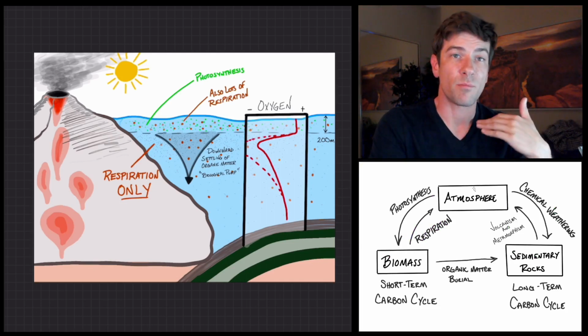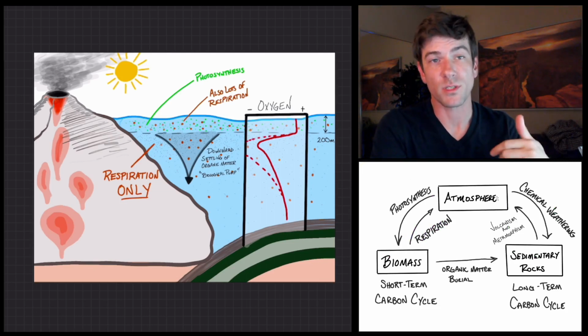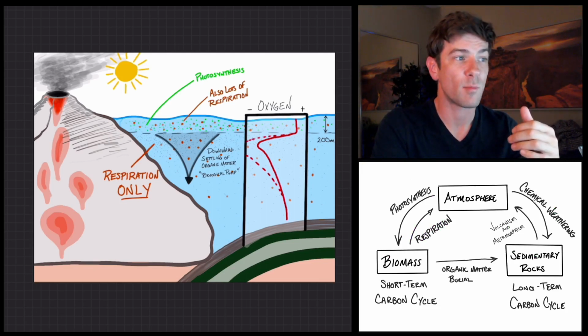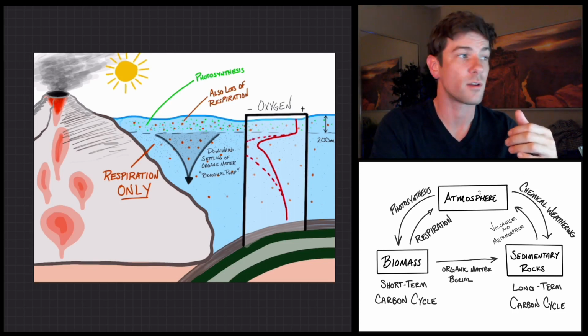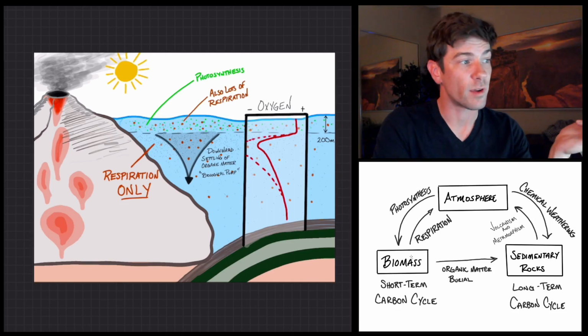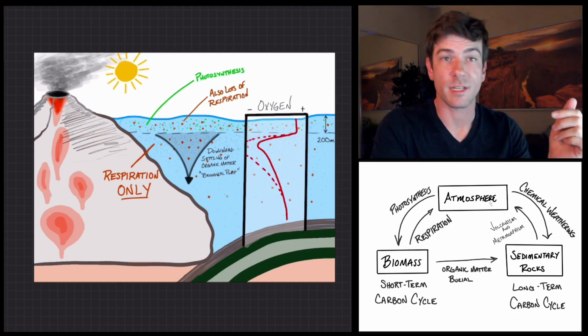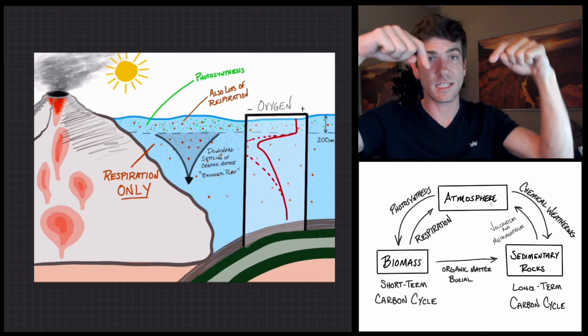Now, there are basically two cycles, two separate inputs and outputs that are occurring. We have chemical weathering and volcanism. That's the long-term carbon cycle. And then we have photosynthesis and respiration. That's the short-term carbon cycle. So we have respiration and volcanism, two different faucets or pumps coming into the reservoir.